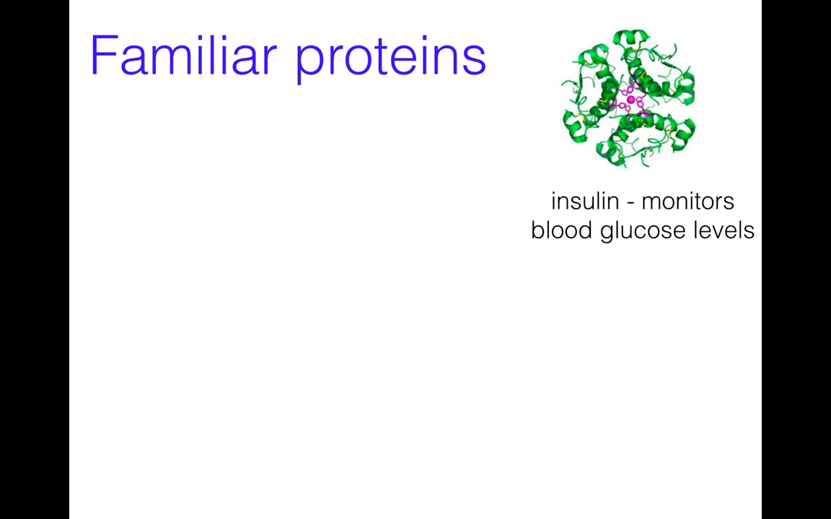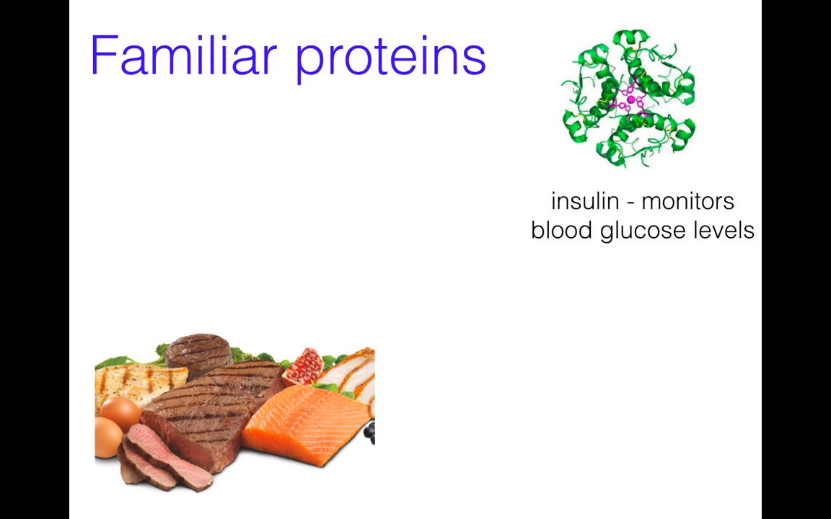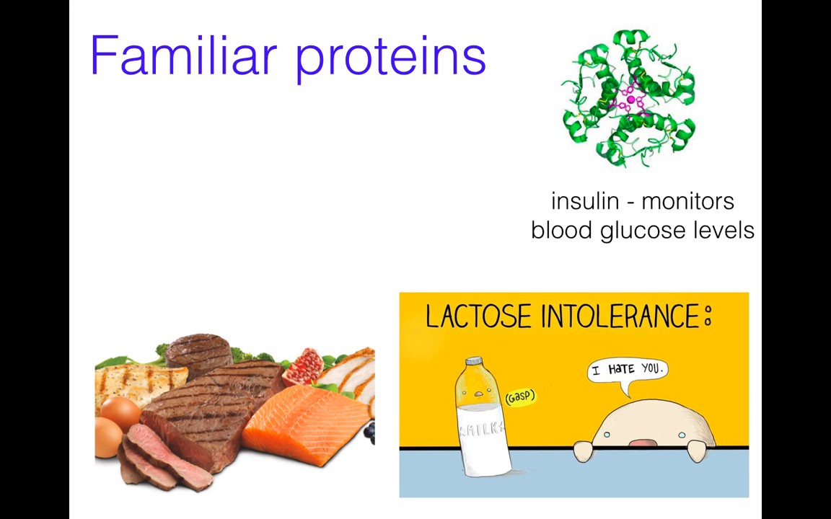Some familiar proteins. Insulin. It is what monitors blood glucose levels. You probably think of this when you think of proteins, all of your meats and eggs and certain vegetables have a lot of protein. What protein is this? That's lactase. Lactose intolerance.